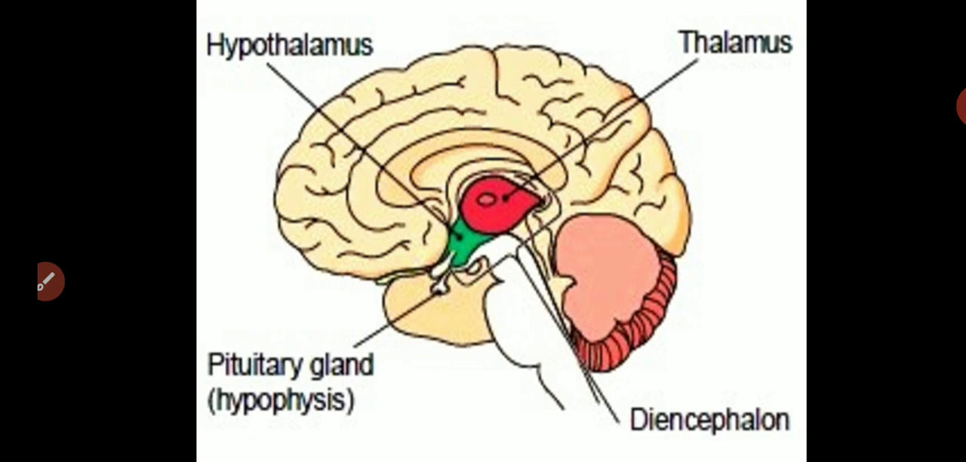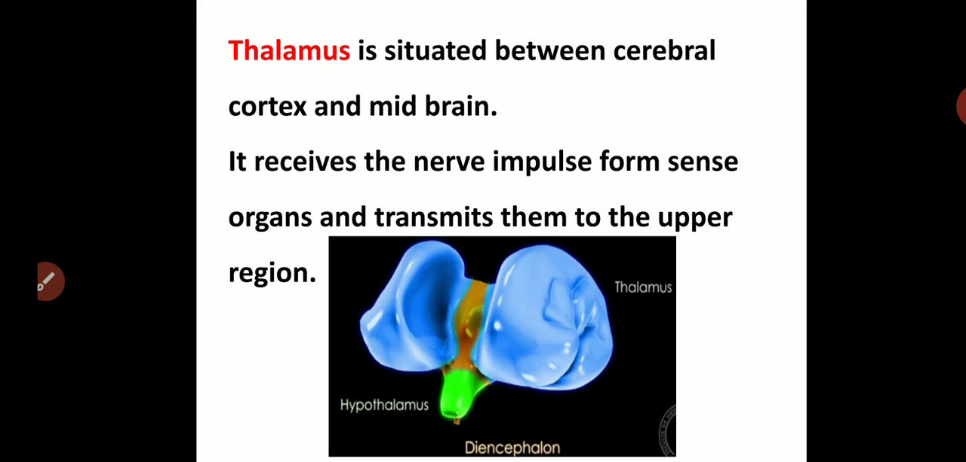The pituitary gland hangs from the hypothalamus by means of a small stalk. Whereas the thalamus acts as a relay center for pain and pressure impulses, which are to be carried from the spinal cord to the brain. So the thalamus, where is it located? Between the cerebral cortex and the midbrain. The diagram very clearly shows you the blue part is the thalamus and the green part is the hypothalamus.